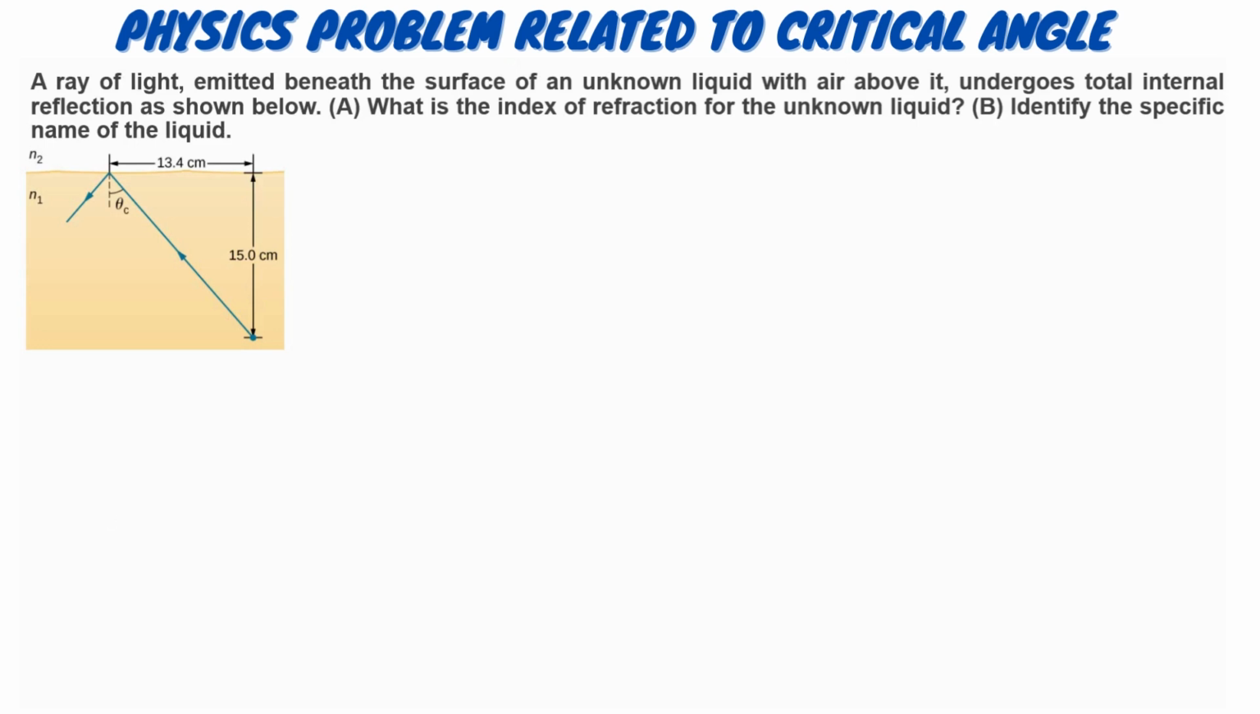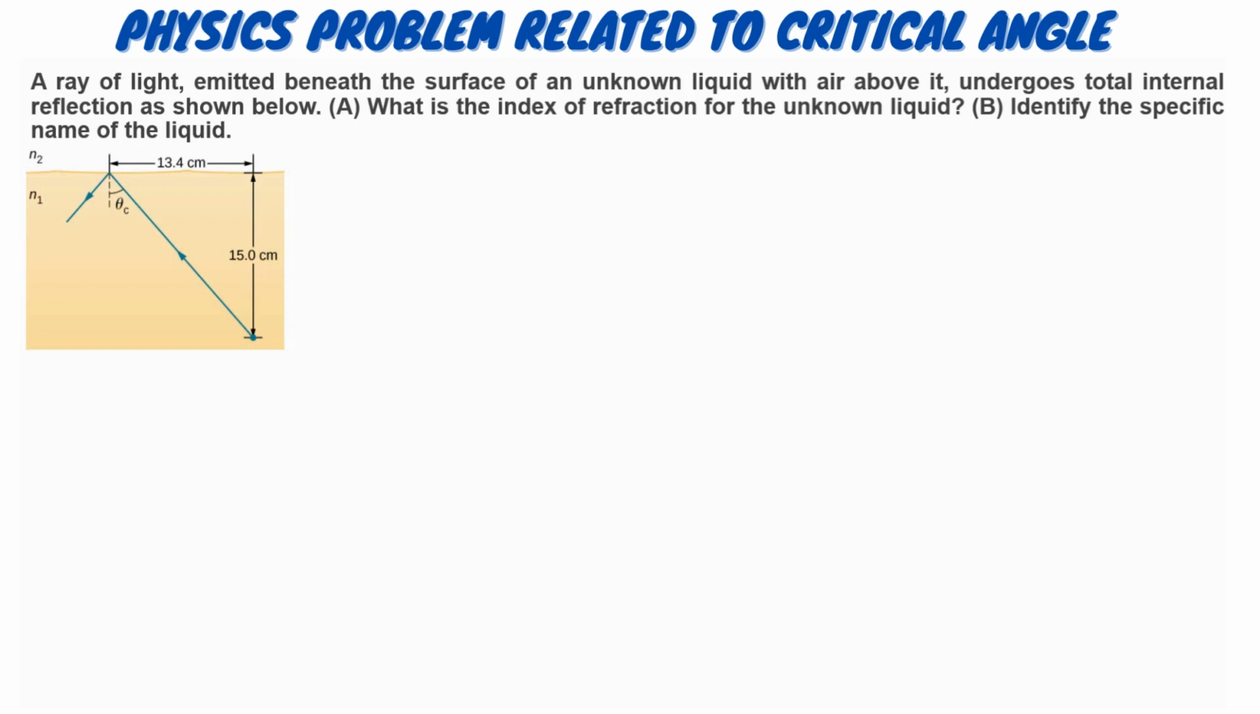This is a physics problem related to Snell's law, particularly calculating the critical angle and index of refraction. In the problem, a ray of light emitted beneath the surface of a known liquid with air above it undergoes total internal reflection, as shown below. For letter A, we need to calculate the index of refraction for the unknown liquid. For letter B, we need to identify the specific name of the liquid.